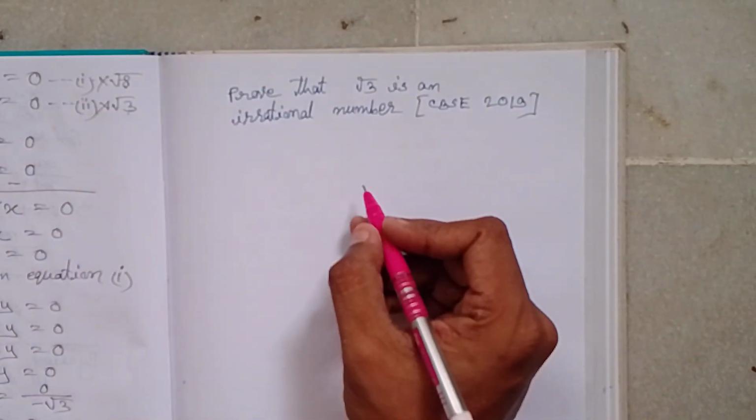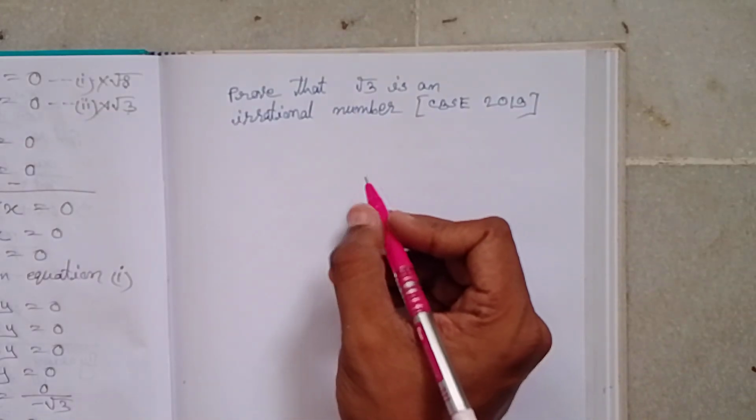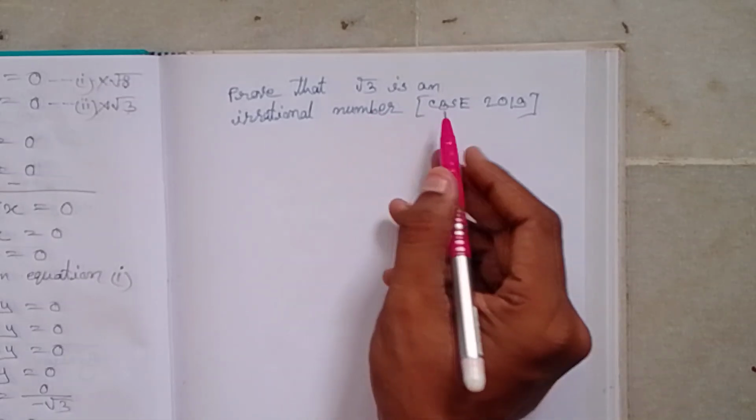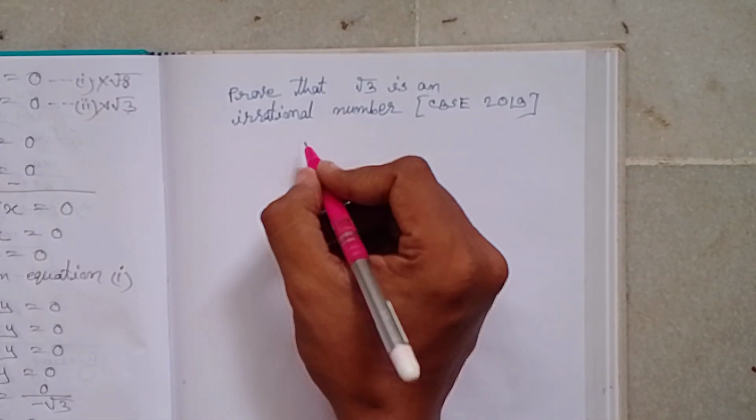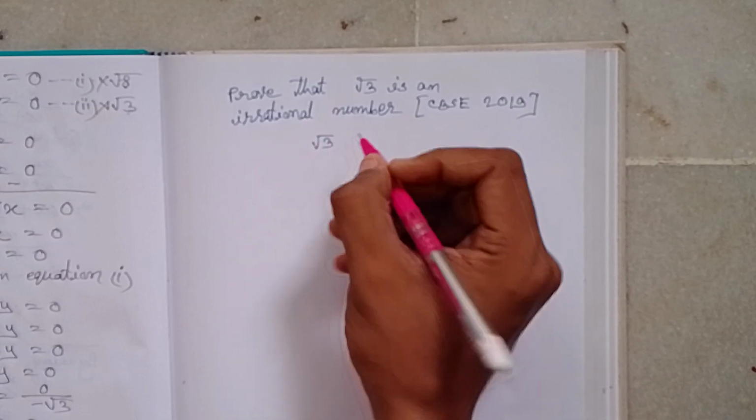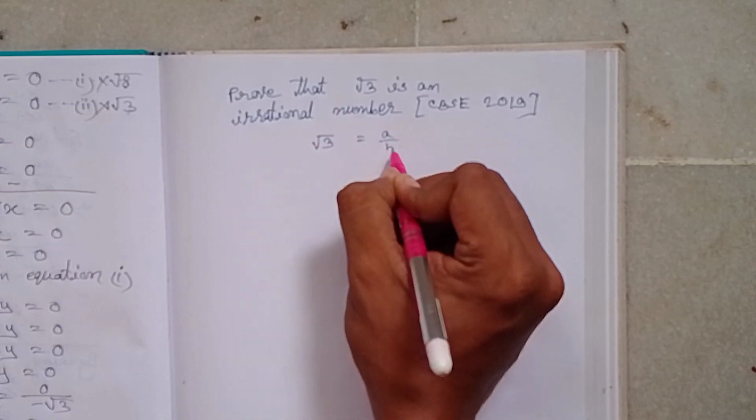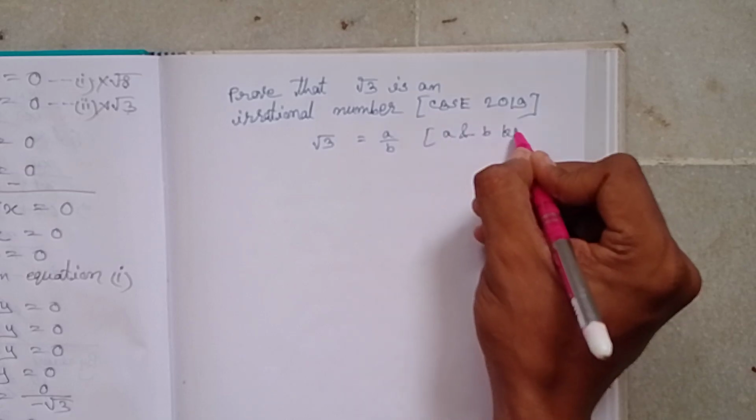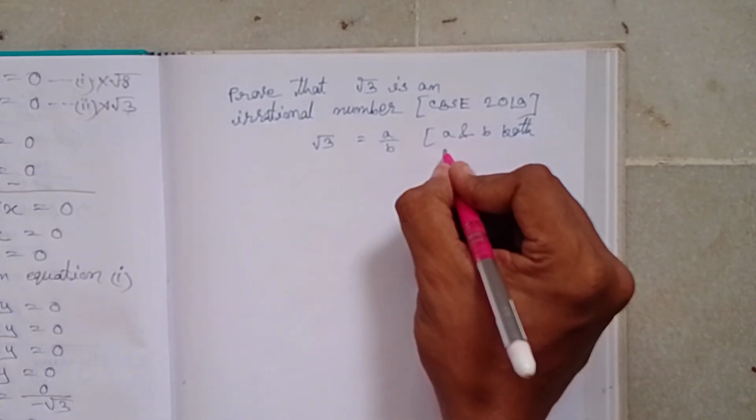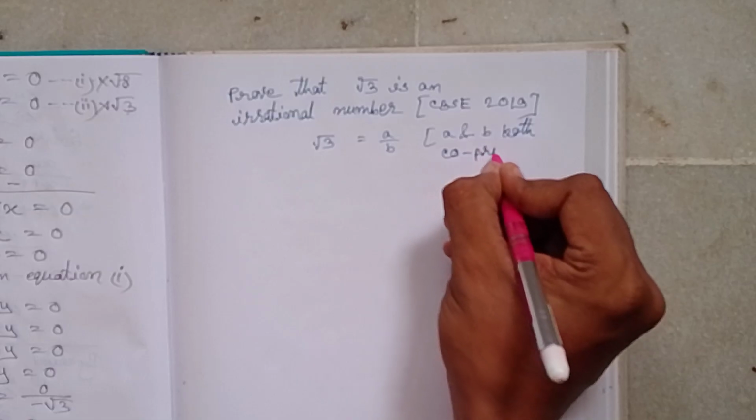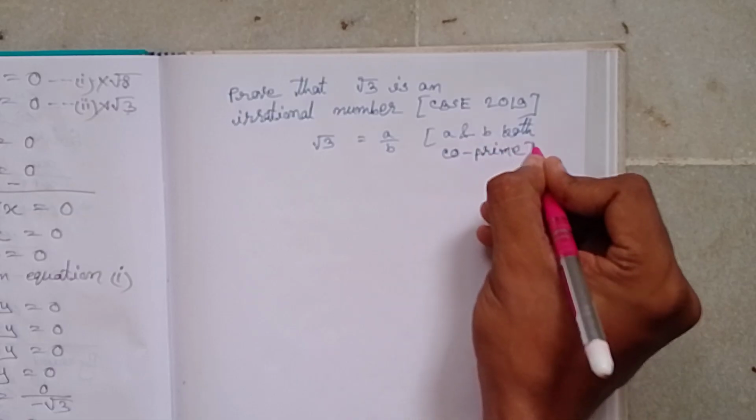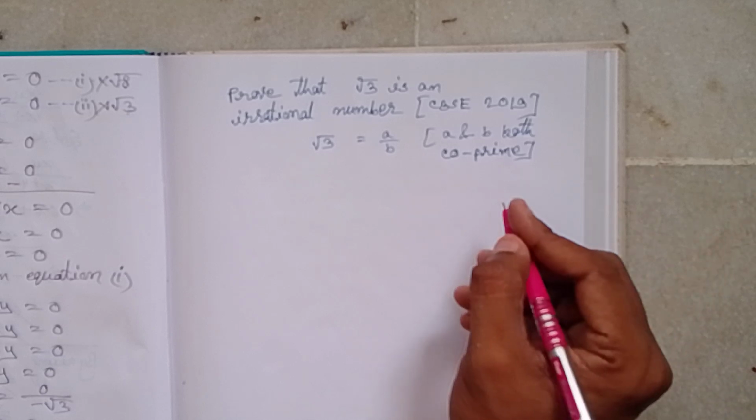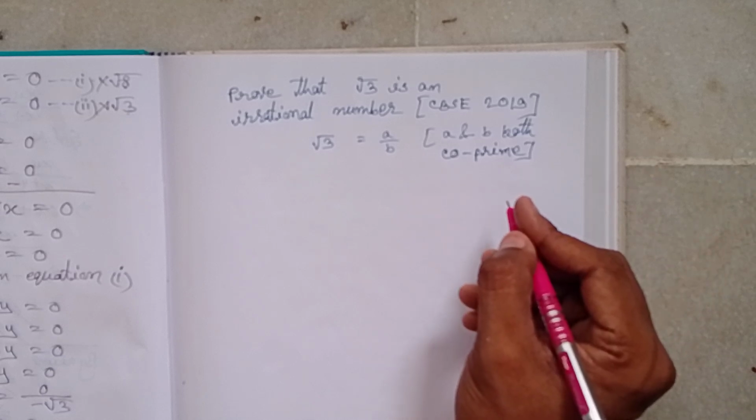This is a question from the rational number chapter of class 10 CBSE. Prove that root 3 is an irrational number. First of all, we must assume root 3 is equal to a by b, where a and b are co-prime. Co-prime means both the numbers a and b will have only one common factor, that is 1.